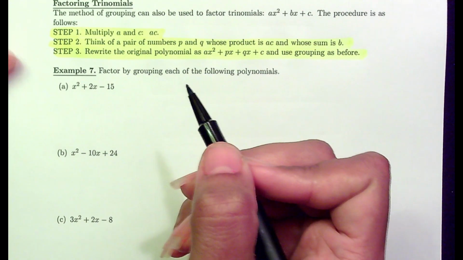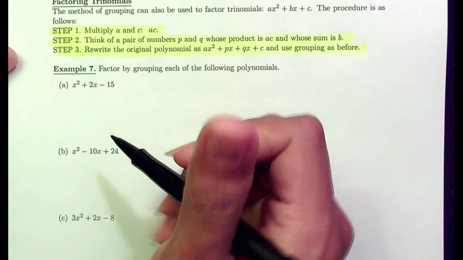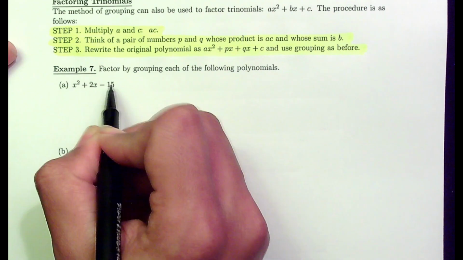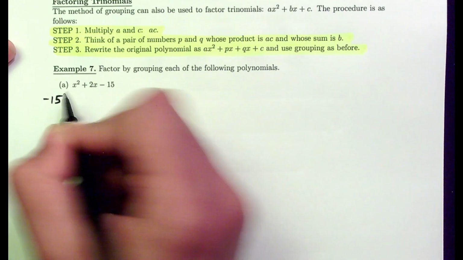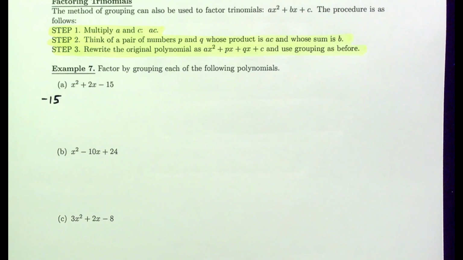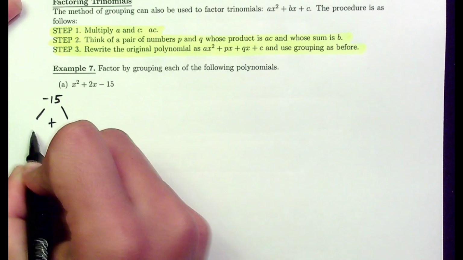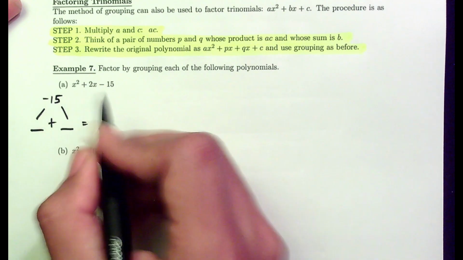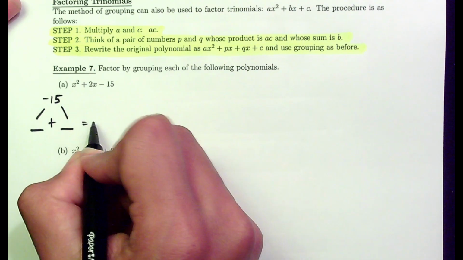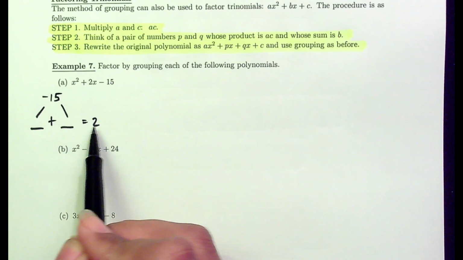First one says x squared plus 2x minus 15. All right, so you multiply the coefficients. 1 times negative 15 is negative 15. So you multiply them and you write it down somewhere. Then you're supposed to think of two numbers. We're going to fill them in these spaces. Two numbers that when you multiply them, you get negative 15, but when you add them, you get the number in the middle, which is 2.